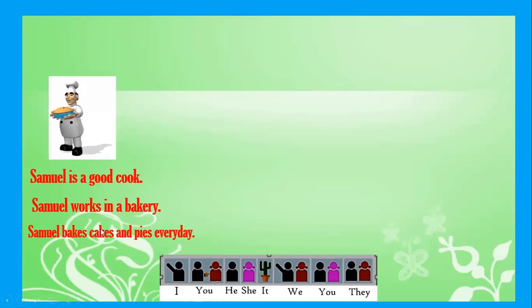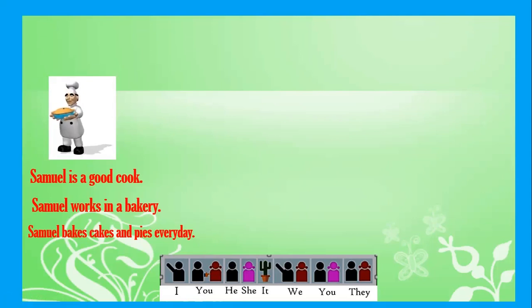Here, there are three sentences about Samuel. Now, let's read these sentences. Samuel is a good cook. Samuel works in a bakery. Samuel bakes cakes and pies every day.